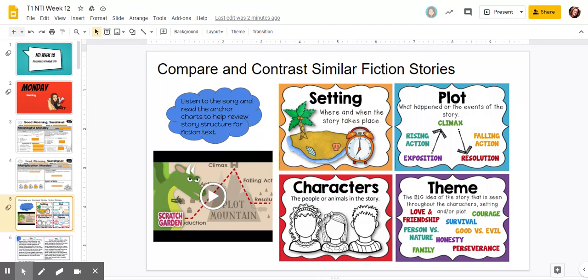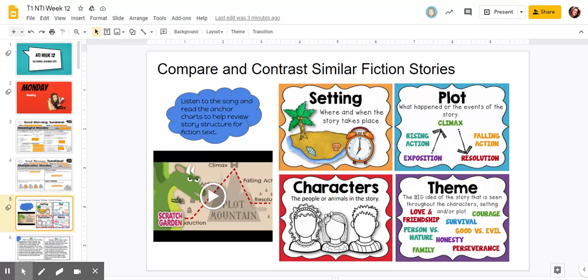So, we're moving on from informational text back to fiction stories. And I wanted to review with you all the difference between informational text and fiction text. In informational text, it's organized by text structure, like we've been learning about the past few weeks: problem solution, compare and contrast, description, cause and effect, and sequence.